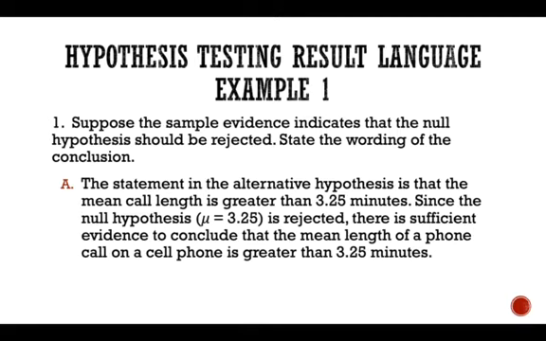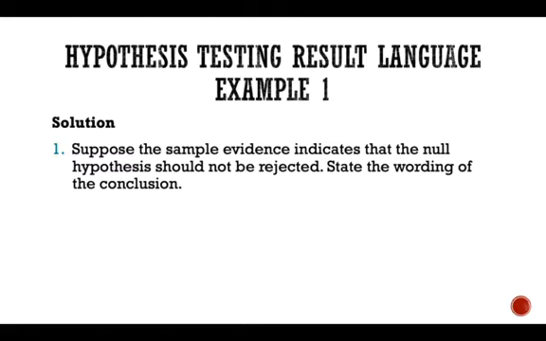Since the null hypothesis is rejected, and here's the key part here, there is sufficient evidence to support the claim that the mean phone call is greater than 3¼ minutes. That's your headline. That's your major result of this statement. There is enough evidence to support the claim that the mean phone call length is greater than 3¼ minutes. Let's try our second example.